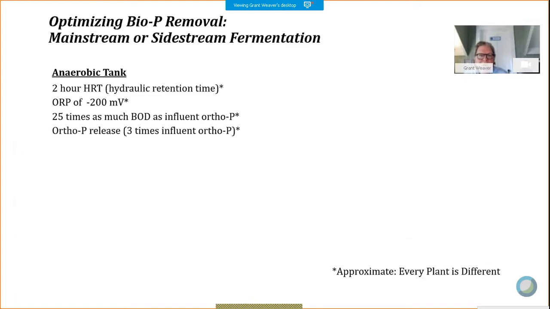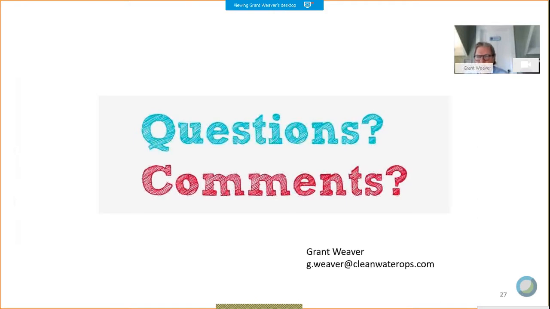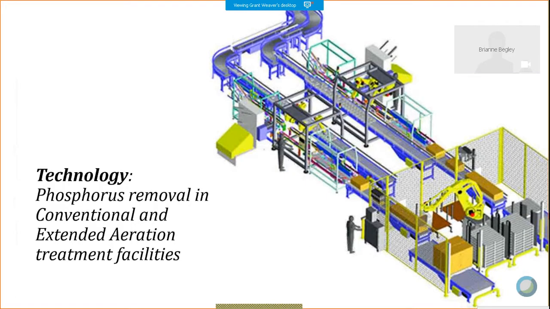So a review, we need an anaerobic zone and an aerobic zone. And run through again some illustrations of mainstream and sidestream phosphorus removal. Any questions or comments on that before I get into the technology side of things? There's nothing in chat so far. All right. Technology.